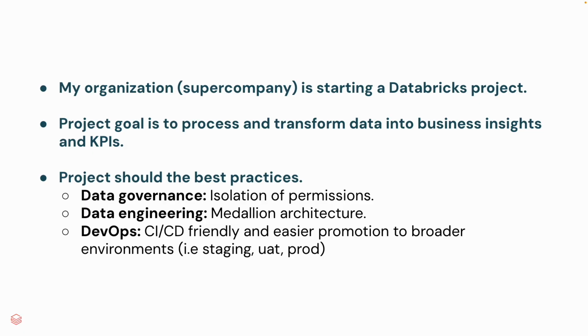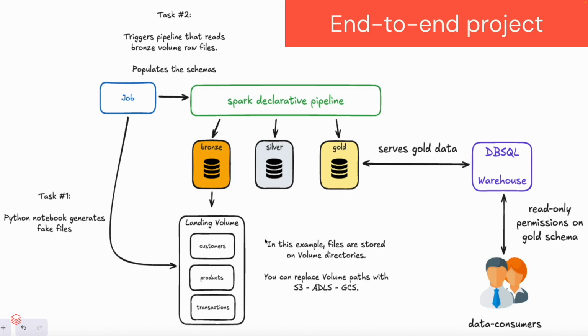So this is the context. My organization, named Super Company, is starting a new Databricks project, and the project is to process and transform raw data files into business insights. And we need to follow the best practices on data governance, on data engineering, and DevOps, right? So permissions isolated, Medallion architecture, and CI/CD friendly. This is how the end-to-end project looks.